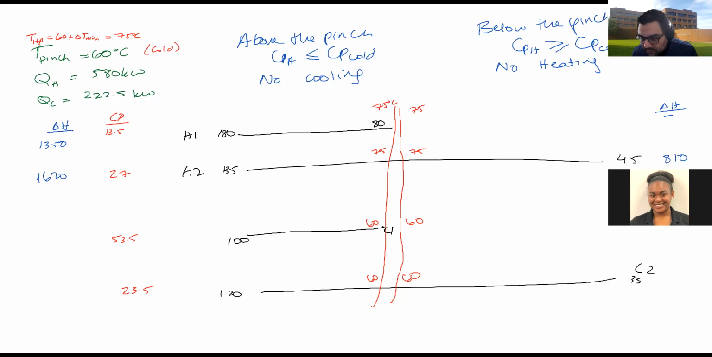For C1, it doesn't exist below the pinch. Above the pinch, I have 100 minus 60 multiplied by 53.5. So this is 2140. And for C2, it's 120 minus 60 multiplied by 23.5. This is 1410, whereas below the pinch here, it's 60 minus 35 multiplied by the CP value, which is 23.5. So this will be 587.5.